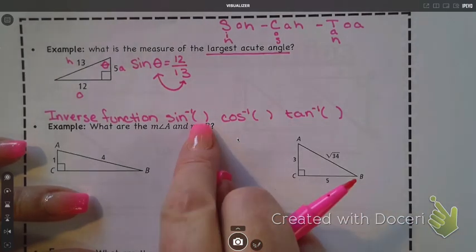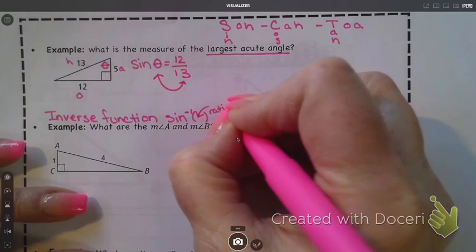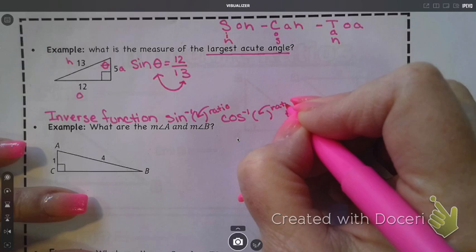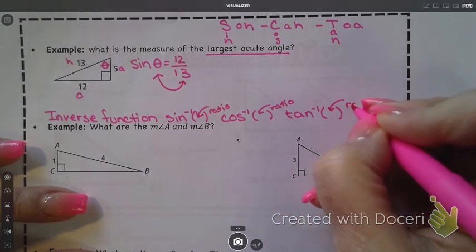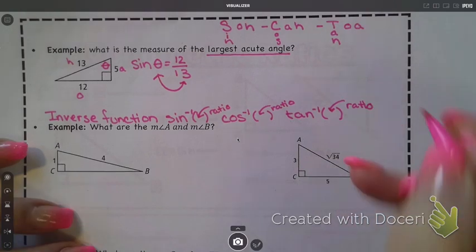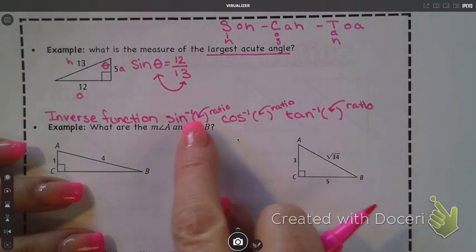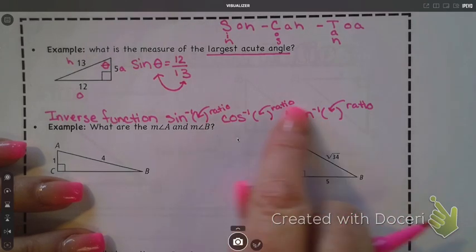This is a ratio here. And this is a what? Ratio. And this is a what? Ratio. So that's what we'll be using today. We will decide whether we have the information to use sine, cosine, or tangent, and then we're going to put the ratio in there. So I'm going to show you how that works.